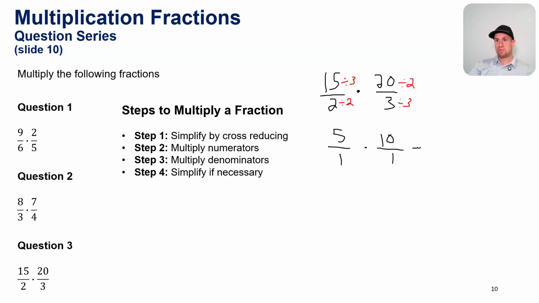Now we can multiply across, so multiply our numerators, which is 50, and multiply our denominators, which is 1 times 1, which is 1. 50 divided by 1 then is equal to 50. So I can simplify that down to a regular whole number. All right, so that is multiplying fractions.